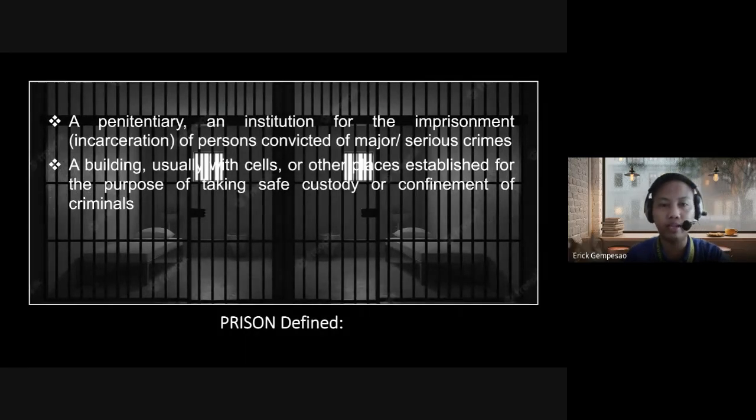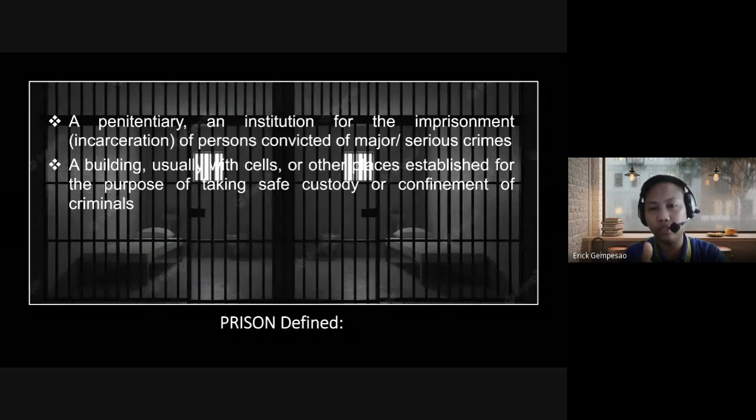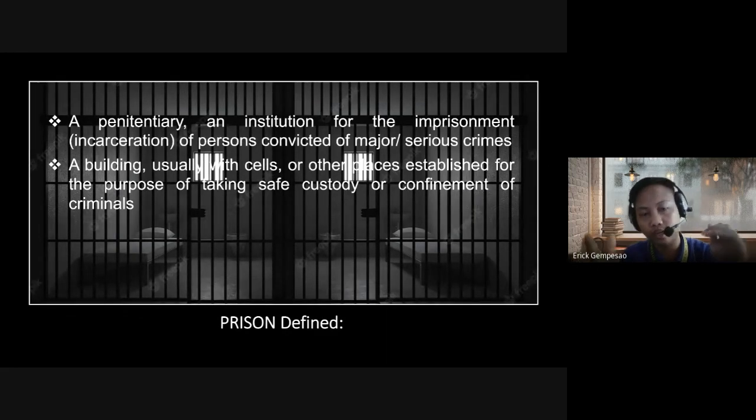So for example, a detainee. A detainee is someone who was confined in a jail or prison because he or she is awaiting investigation, under investigation, awaiting trial, or final judgment. That's a detainee. Okay, so that's why a detainee is also a prisoner according to this definition. Okay?